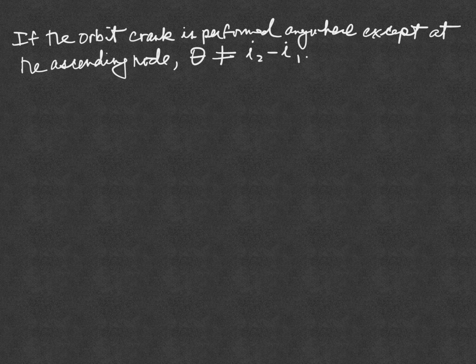So if you want to get the maximum amount of inclination change out of an orbit crank, that orbit crank must be performed at the ascending node, because that maximum amount is going to equal the change in the orbital inclination. And that orbital inclination change only occurs, again, I'll say it again, only when the orbit crank is performed at the ascending node. And that's the key result in this lecture, which is that we've defined a cranking impulse.